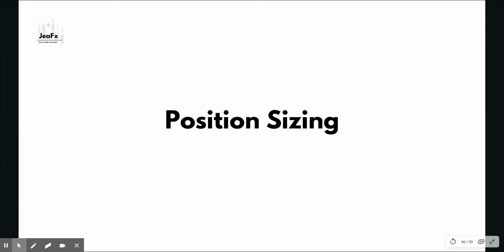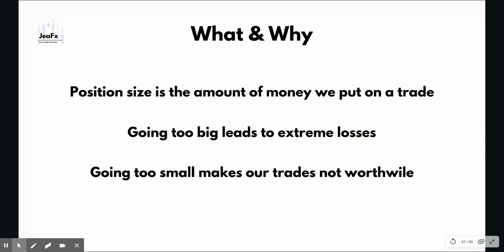In this video we're going to be talking about position sizing. So what is position sizing and why does it matter? In trading, position sizing is the amount of money that we put on a trade. It's the size of the trade that you've activated.